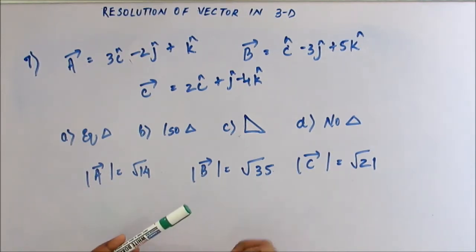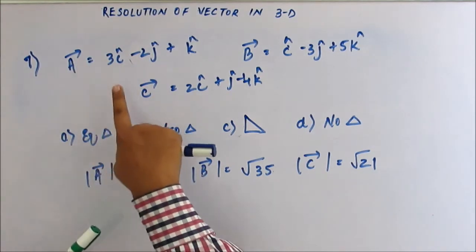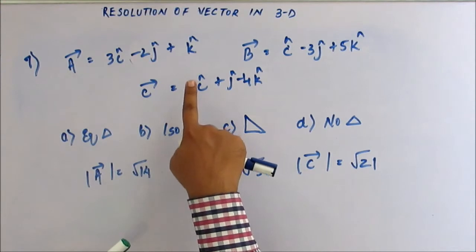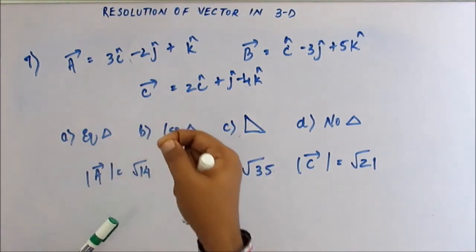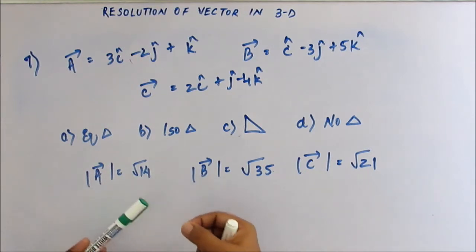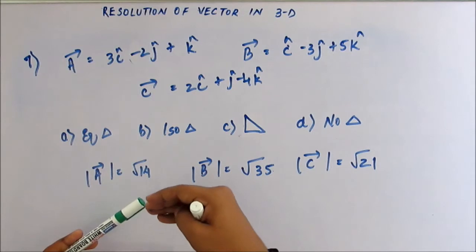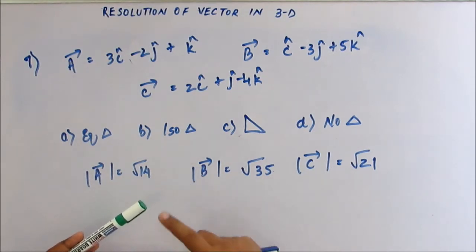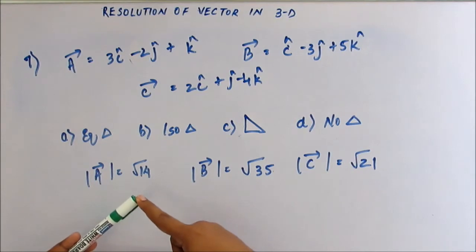What you have to do is, if the vector A is 3i cap minus 2j cap plus k cap, you know the position vector of the tip. The tip is 3, minus 2, 1. Then if you find the difference, and we have seen that before, if you know the position vector of this point and the position vector of this point, then the position vector of this minus the position vector of this will give you a vector originating from this point to this point.